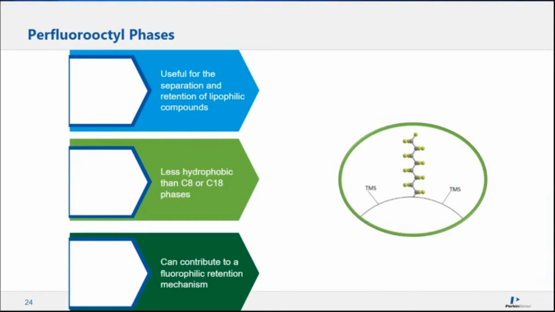Another area where the pentafluorophenyl phase or fluorinated phases are useful is in the case of perfluorinated octyl. In this case, we do not have an aromatic group. We have an alkyl chain in which the hydrogens have been substituted by fluorine groups. This has proven to be useful for the separation and retention of lipophilic compounds, as it's less hydrophobic than either C8 or C18. And it does provide for significant contribution to the fluorophilic retention mechanism.